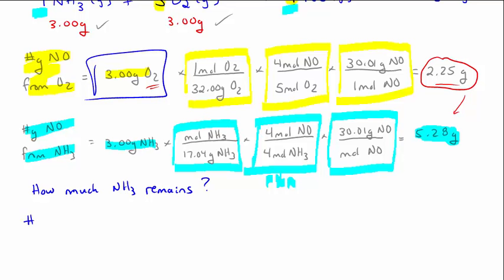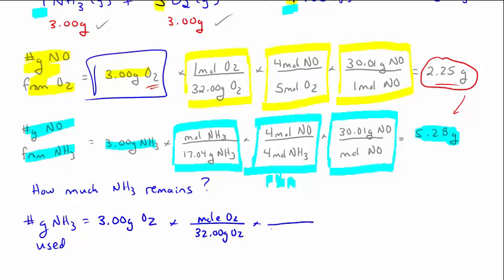So we're looking for the number of grams of NH3 that's remaining. We're going to have to find the number of grams that were used and then subtract that. So what we know is this: there's going to be 3 grams of O2 used. And we know that there are 32.00 grams of O2 per mole of O2. Where do I get that? Once again, that's from the periodic table. That's where this all comes from.